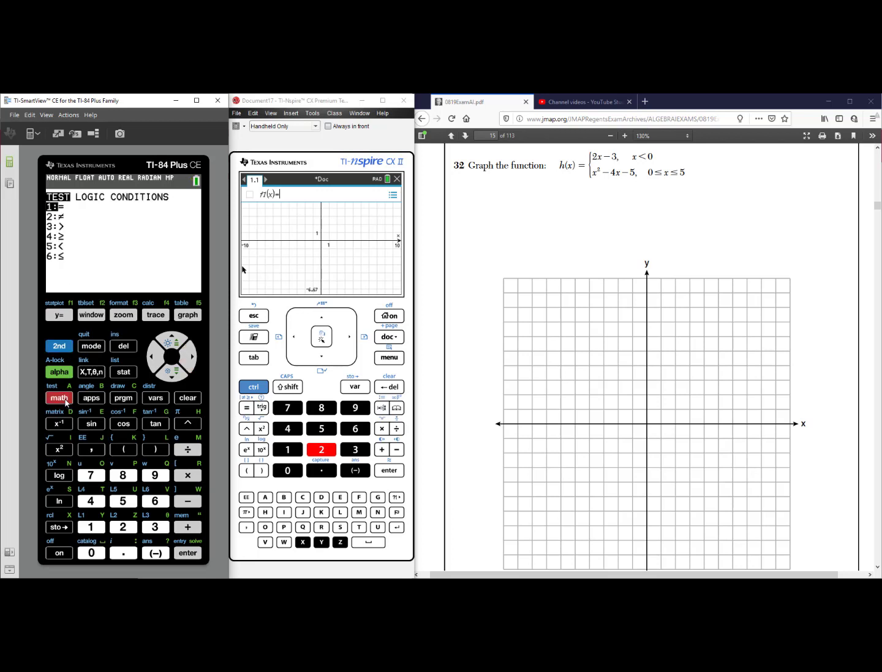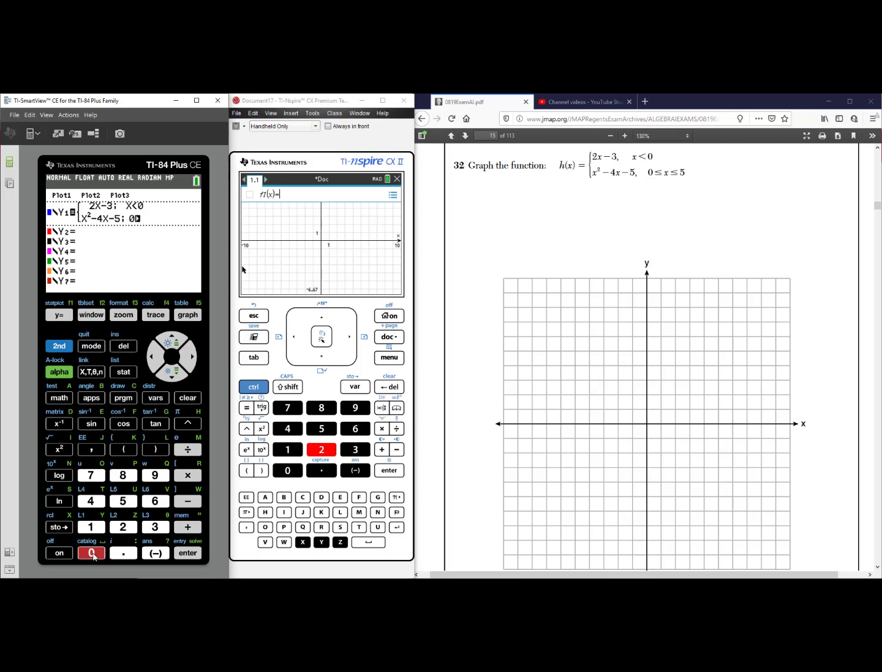Second, Math, over to Conditions. Option 2, x is less than 0. In the second part, x squared minus 4x minus 5. Right arrow over to the conditions box. Our inequality is x is greater than or equal to 0 and x is less than or equal to 5.